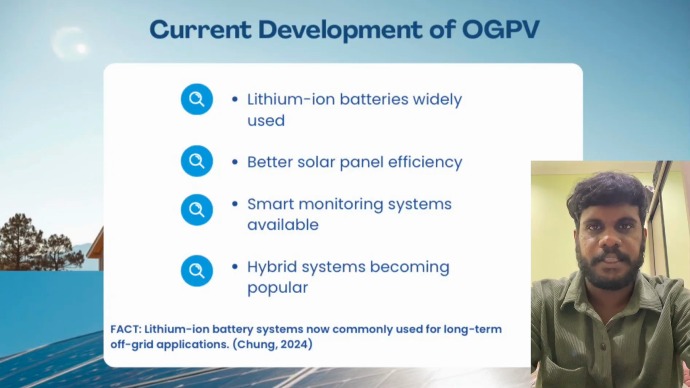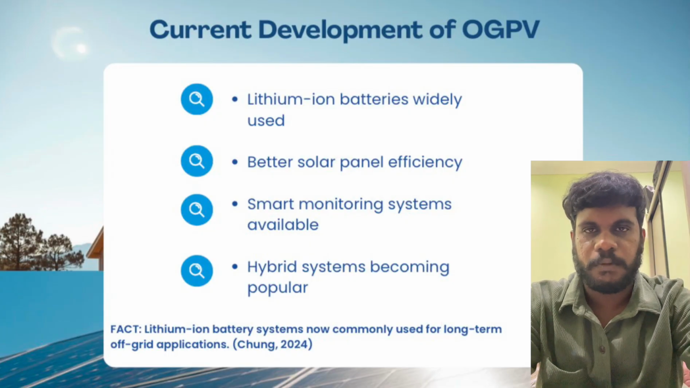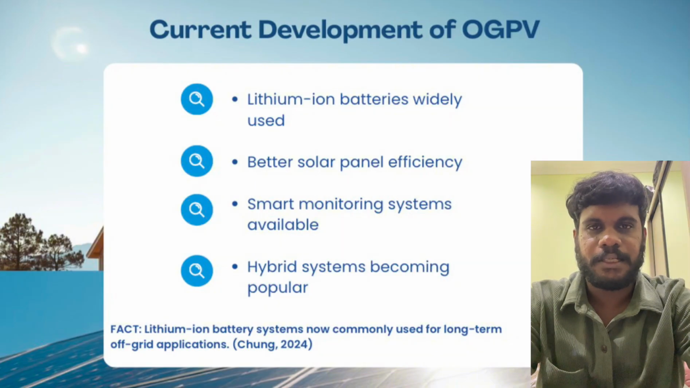Now, I will explain the current development of off-grid photovoltaic system. Today, lithium-ion batteries are widely used because they are more efficient, longer lasting, and require less maintenance compared to older batteries. Solar panels are also more efficient, while smart monitoring systems allow users to monitor energy usage through mobile apps and Wi-Fi. Hybrid systems combining solar panels, batteries and generators are also becoming more popular for stable electricity supply.